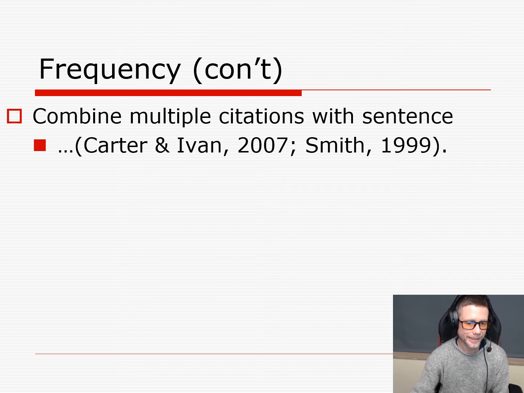If you are citing two different sources to really increase the evidence that you're providing, at the end of a sentence, you have the semicolon here separating out the two sources. Notice this is done the same way it would be listed in an APA reference list, by alphabetical order of the first author's last name. So Carter, C, comes before S in the alphabet.